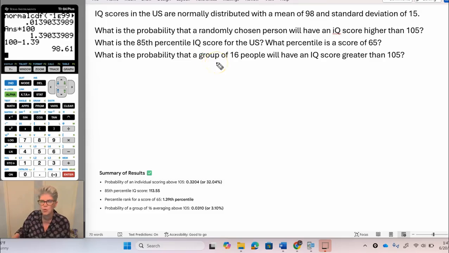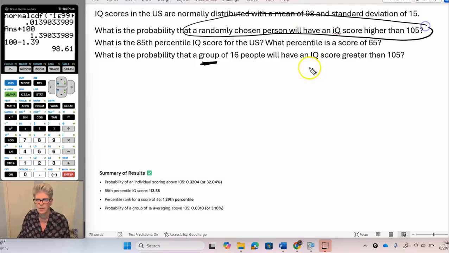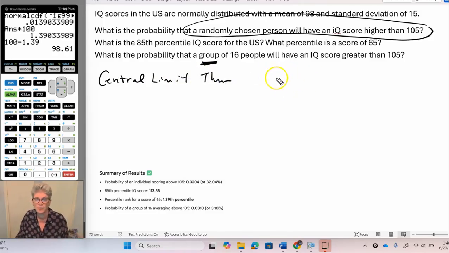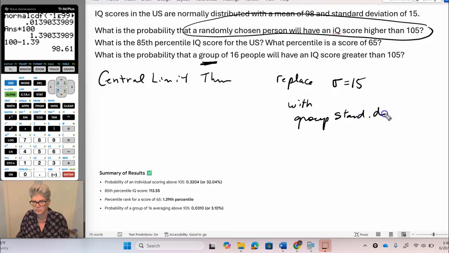All right, so let's take it to the last one. What is the probability that a group of 16 people will have an IQ score greater than 105? So how is it different from this one? Well, we have a group of people, and so we are going to use the central limit theorem. We have a normal distribution here, and so we're going to replace our standard deviation of 15 with a group standard deviation. And so that's going to be our individual standard deviation divided by the square root of the group size. So 15 divided by square root of 16 is 15/4.